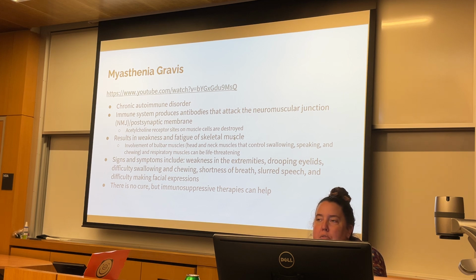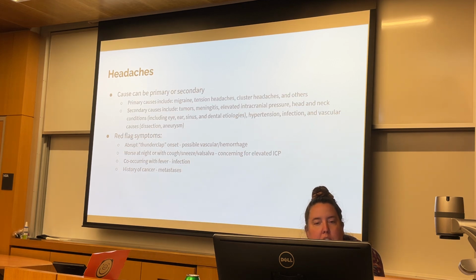If it starts to affect respiratory muscles, it can become life-threatening. Signs and symptoms include weakness in the extremities, drooping eyelids, difficulty swallowing and chewing, shortness of breath, slurred speech, and difficulty making facial expressions. There is no cure, but immunosuppressive therapies can help, just like any other autoimmune disease.